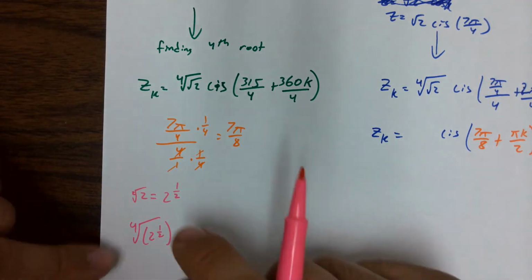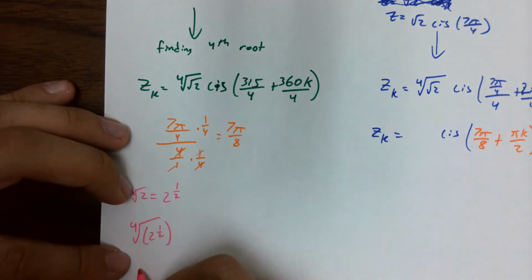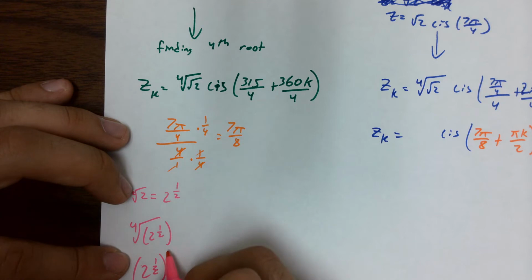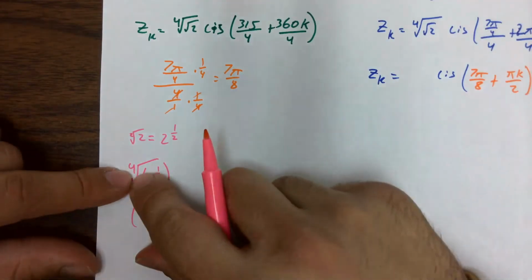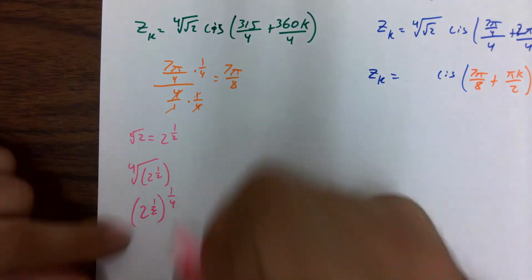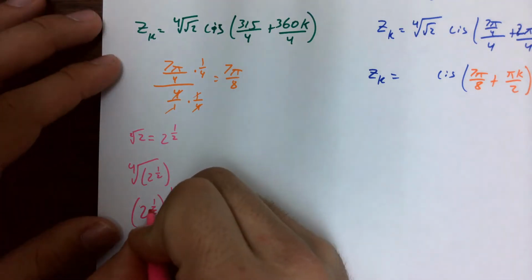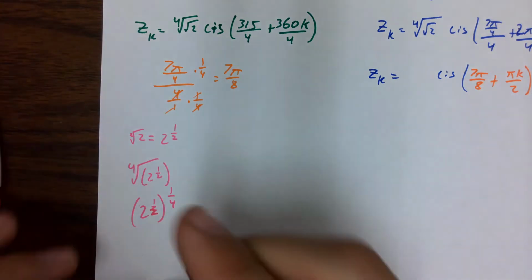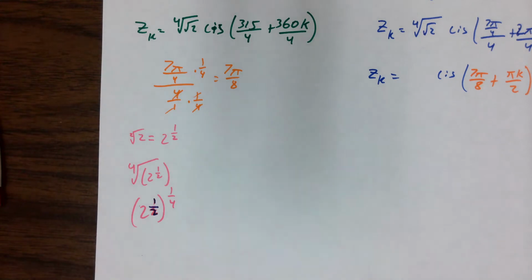Again, I could turn this into a fraction. This is a 4th root. That becomes 2 to the 1/2 to the 1/4. Alright, I turn this as the denominator to the first power. There. And now I'm going to multiply those together. If you can't see, sorry, this is a 2. 1 is 2 to the 1/2.